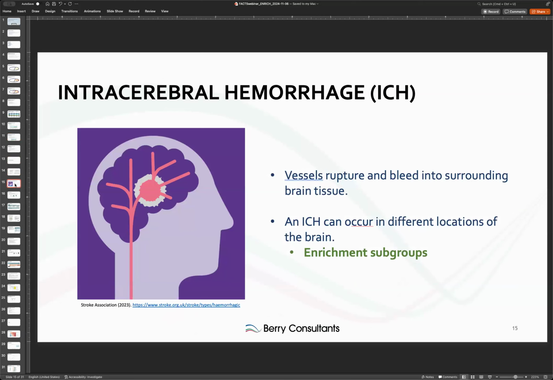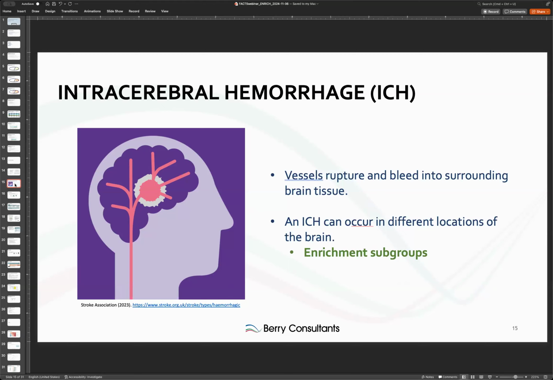Okay, so the ENRICH trial enrolled patients with intracerebral hemorrhage, which we call ICH. Intracerebral hemorrhage happens when a vessel ruptures and bleeds into the surrounding brain tissue. These are strokes. The blood can negatively impact the brain tissue. What happens is this blood that's pooling in the brain can put pressure on the brain, which is bad.